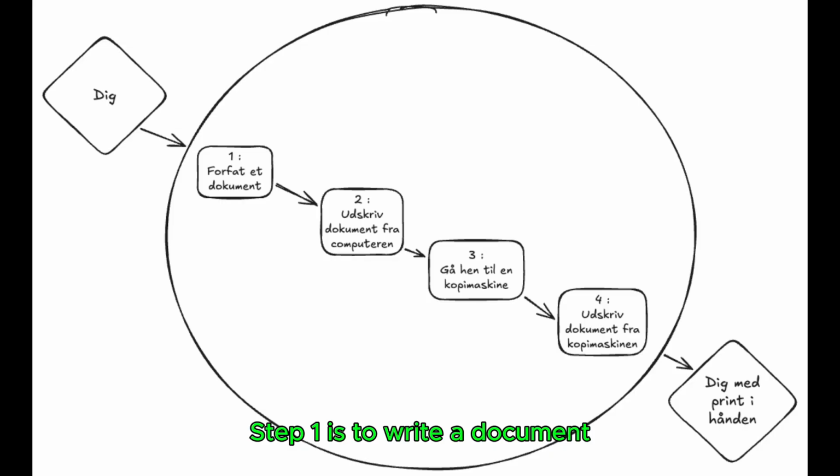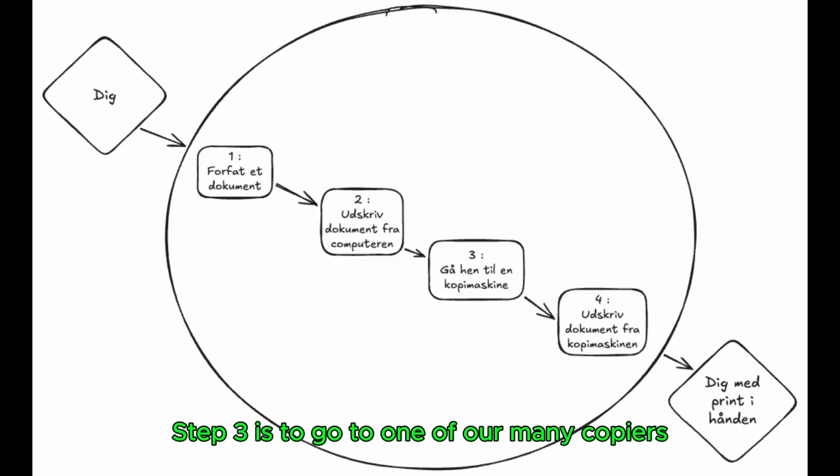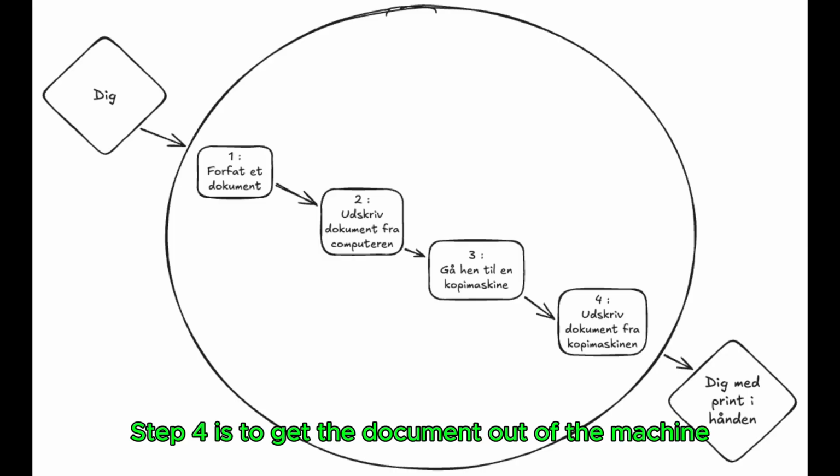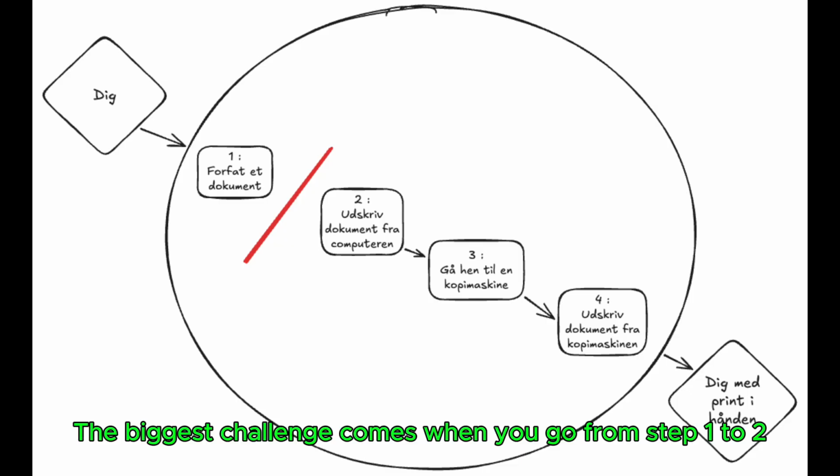Step 1 is to write a document. That has probably already happened. Step 2 is to print the document from the computer. Step 3 is to go to one of our many copiers. It doesn't matter which one you choose. Step 4 is to get the document out of the machine. Then you're done. The biggest challenge comes when you go from step 1 to 2.